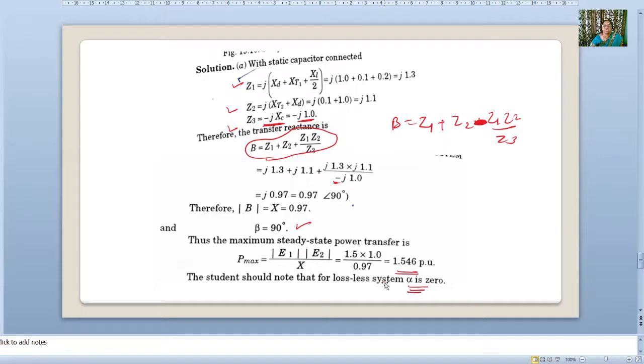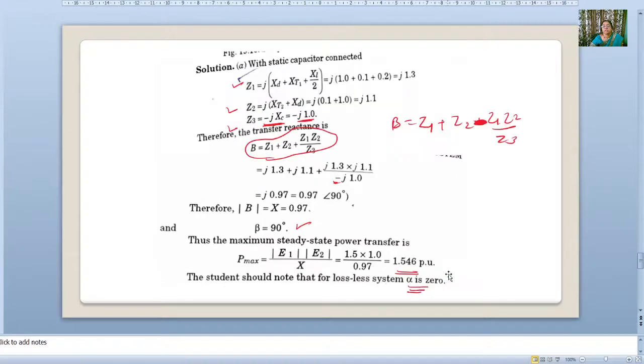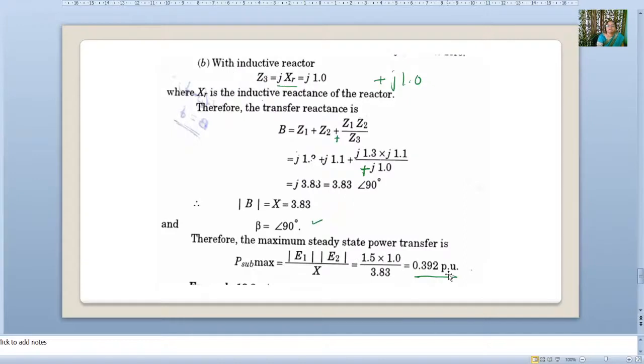Now this capacitor is replaced by the same value of inductor. Instead of minus jXC, here we will get plus j1. Here it is plus now. Again the maximum steady state power is 0.392. In the capacitor case it is 1.546, and here it is 0.392. You can see the change.